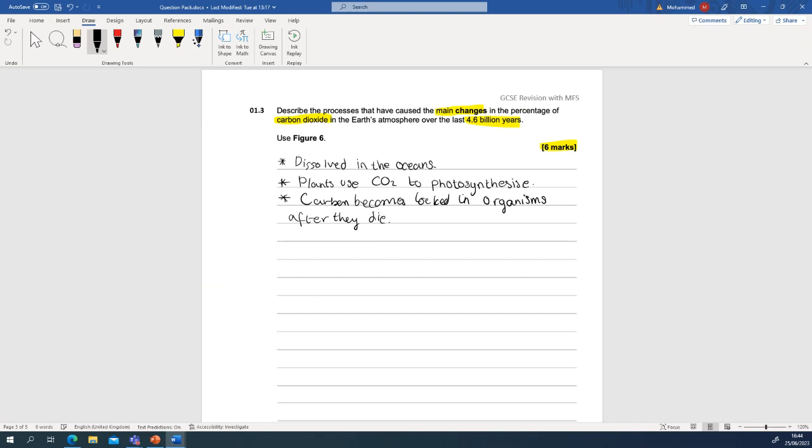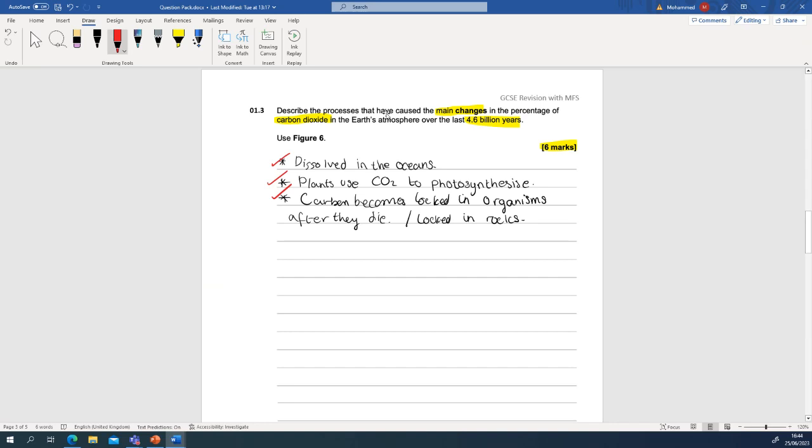So you could also say that they become locked in organisms or locked in rocks from the seabed, because remember the carbon dioxide dissolved in the oceans as well. Okay, now just putting these 3 points would get you 3 marks. It would get you 1 there, 1 there, and 1 there. Now the other 3 marks, where they come from, is the actual explaining of the process.